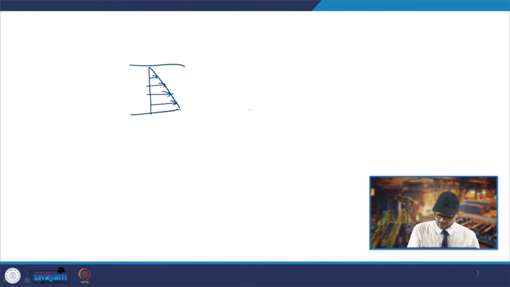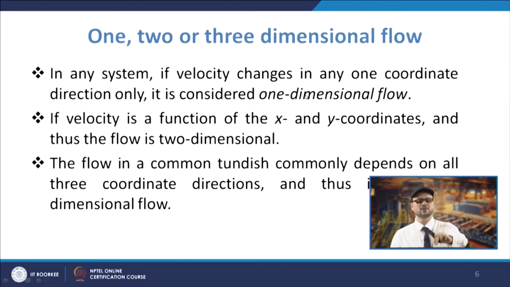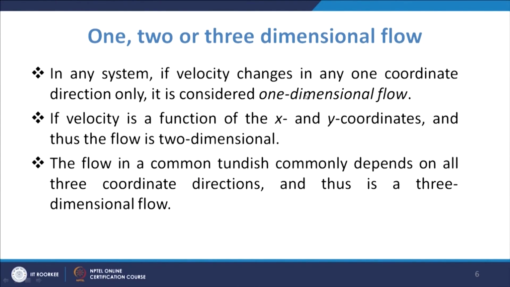Now, if you talk about a momentum boundary layer, in the boundary layer you might have experienced that your velocity profile goes like this. It will be changing in both the x and y directions. So, in those cases your velocity will be a function of the x and y coordinates, and that is why the flow is said to be two dimensional.